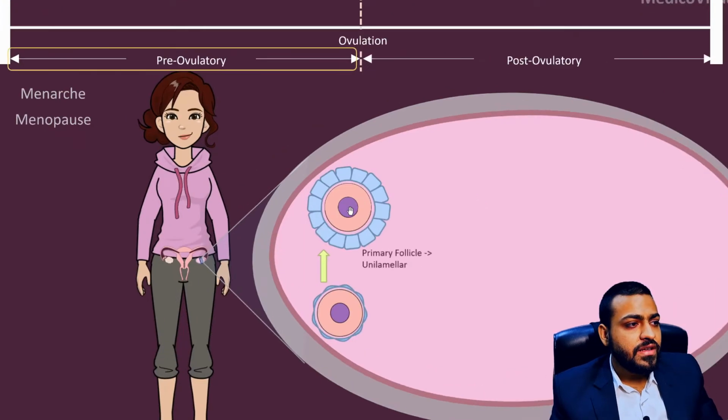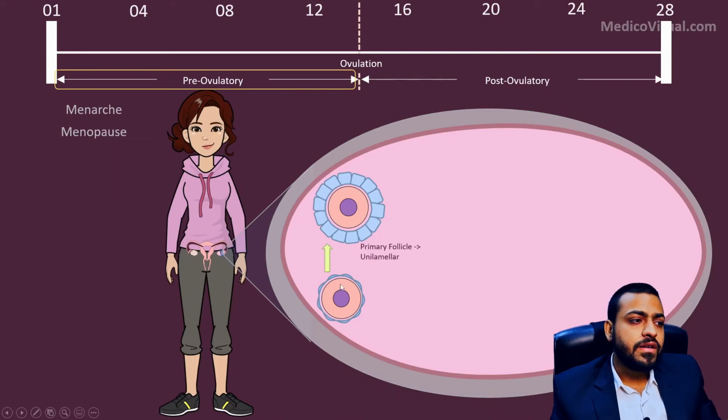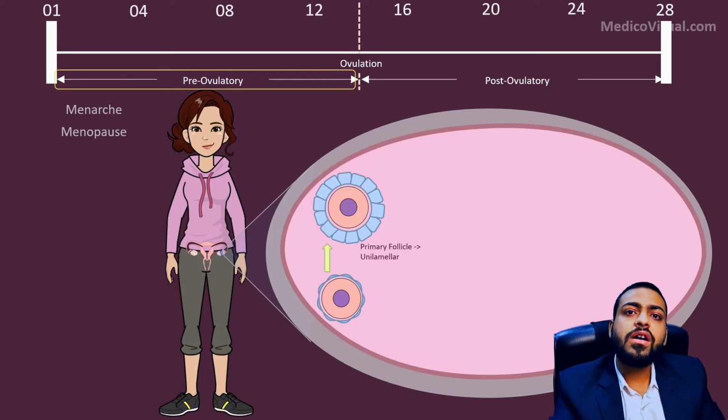Because it consists of a single layer of follicular cells, it is of course unilamellar. The primordial follicle is also unilamellar, but because it always has a single layer, we do not call it unilamellar, as it is obvious, we just call it primordial follicle. But later on we will learn that a primary follicle can consist of a single layer or more than one layer. So a primary follicle can be unilamellar or multilamellar.